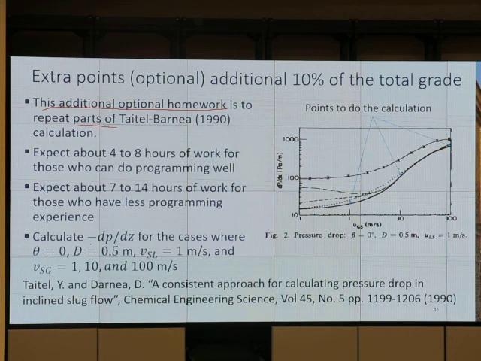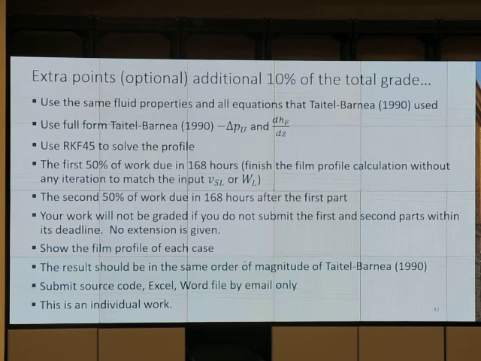Calculate minus dp/dz for cases where theta equal to 0, D equal to 0.5, VSL equal to 1 meter per second, VSG equal to 1, 10, and 100. And use the same fluid properties, everything the same as Taitel-Barnea. Use the full form, use RK45. After you submit your homework, I'll give you my RK45. How about that?